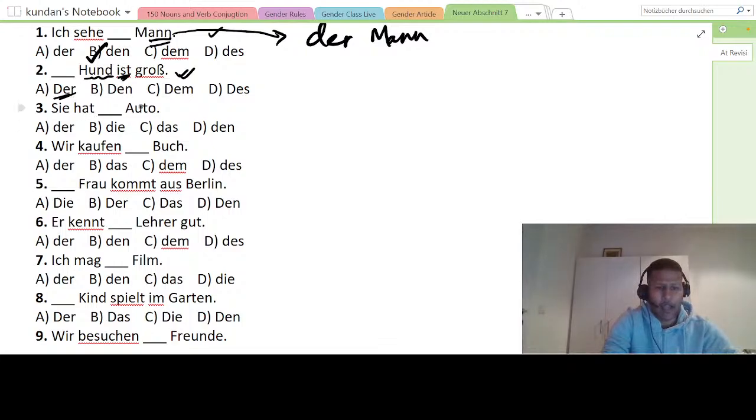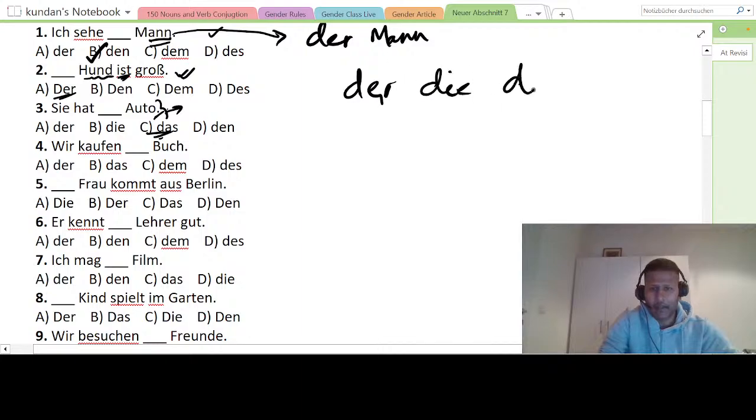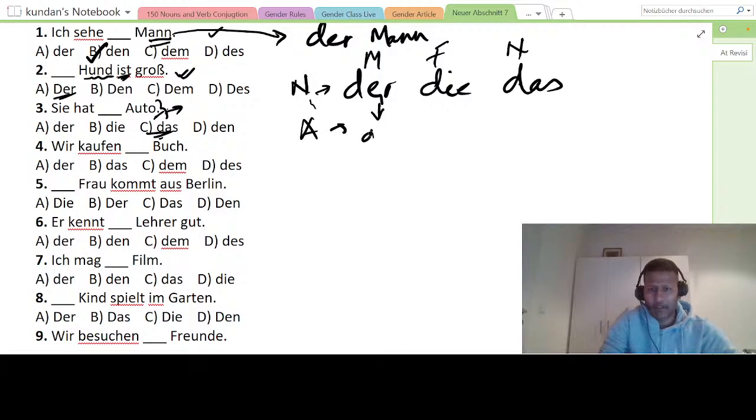Now "Sie hat das Auto". This is also accusative, but there is no change in Auto because it is neuter. So "das Auto". Let me write it quickly: der, die, das in nominative, for masculine, feminine, and neuter. In accusative, only the masculine will change to "den", and the others will remain the same.